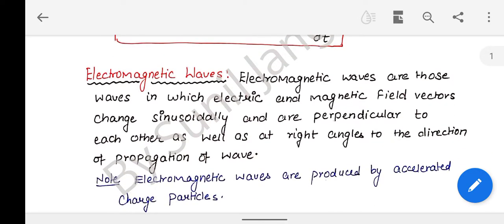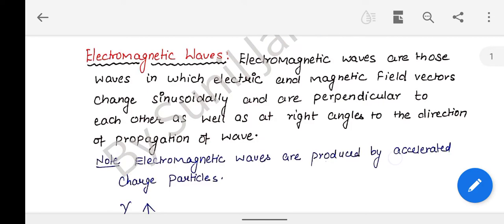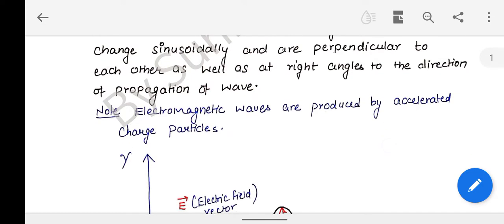So basically it is a current produced by changing electric field. So electromagnetic waves, what are electromagnetic waves? They are basically waves in which electric and magnetic field vectors change sinusoidally and are perpendicular to each other. So basically they are transverse waves.